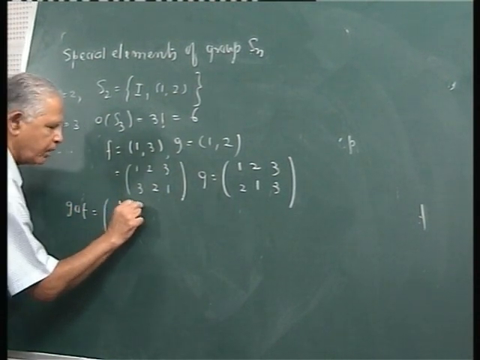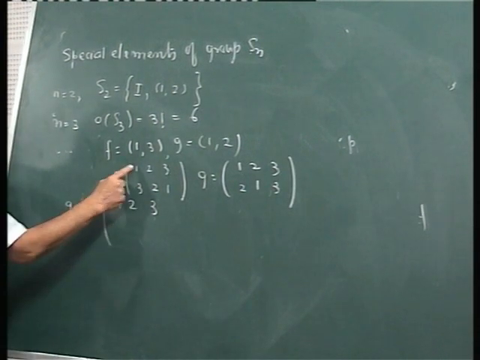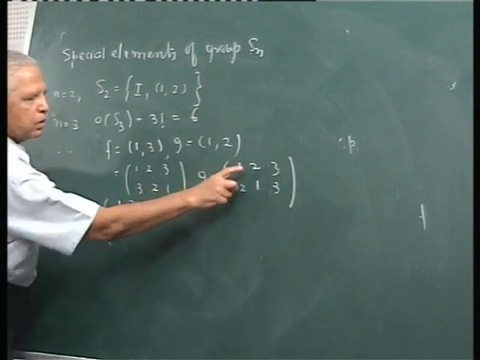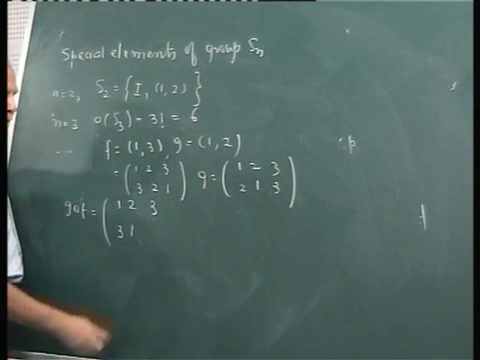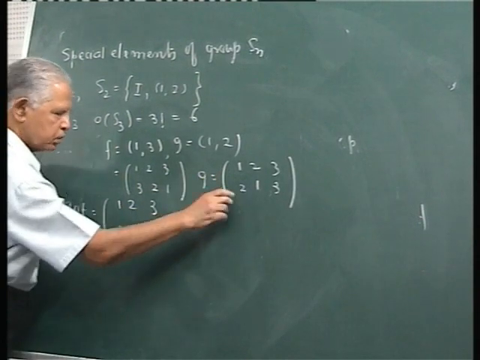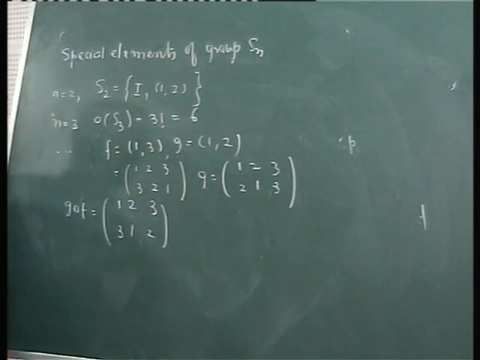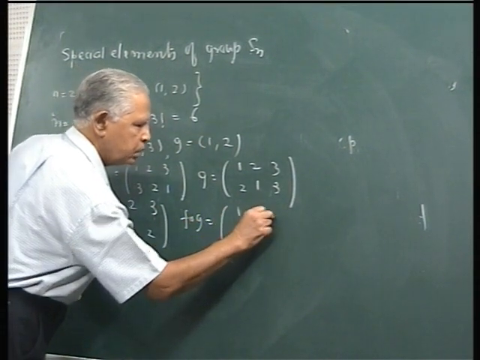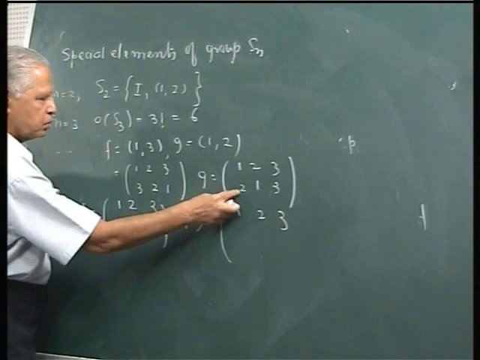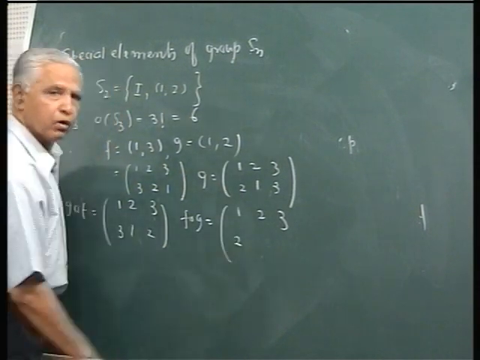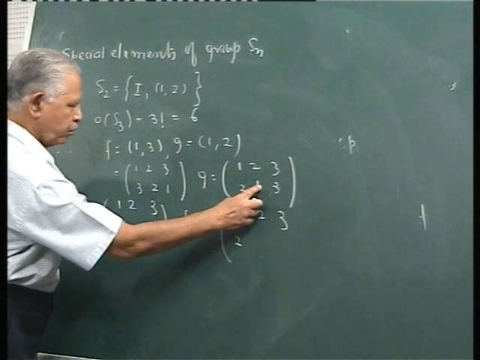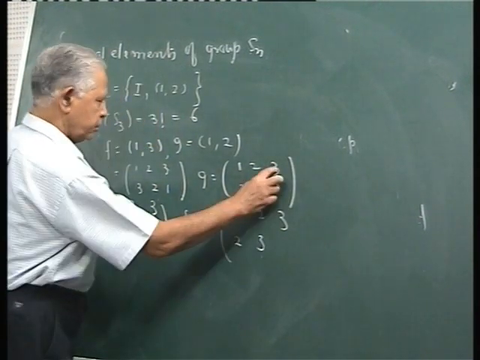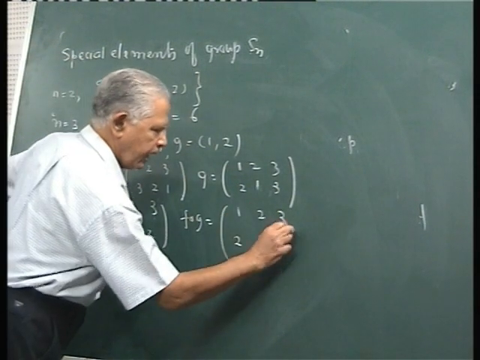then what we get is 1, 2, 3. Under F, 1 goes to 3 and 3 goes to 3, so 3. 2 goes to 2 and 2 goes to 1, and so 2 goes to 1. 3 goes to 1 and 1 goes to 2, so it is 2. What about F composition G? Again we write down 1, 2, 3. Under G, 1 goes to 2 and 2 goes to 2, so 1 goes to 2. 2 goes to 1, 1 goes to 3, and so 2 goes to 3. 3 goes to 3 and 3 goes to 1, and so this.